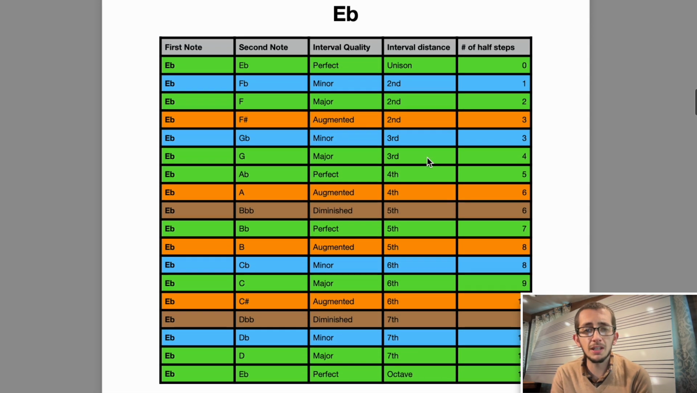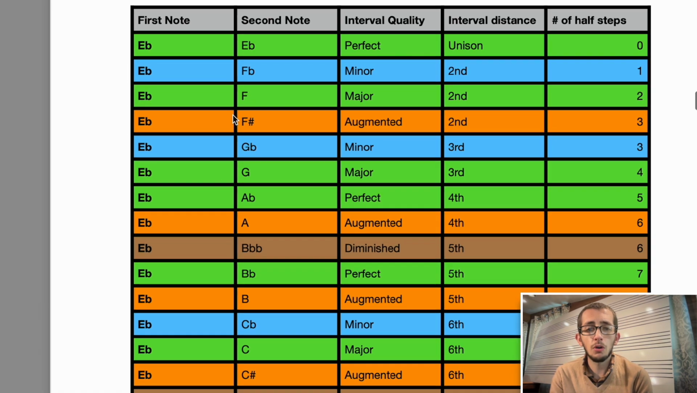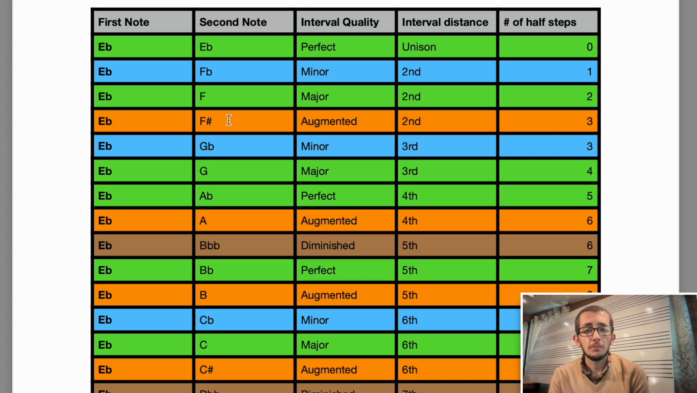And then in order to get our augmented intervals, remember, an augmented interval is a half step larger than a major or perfect interval. I've only got the four most common augmented intervals listed on this chart here. So E flat to F sharp is an augmented interval. All we've done is we've taken E flat to F, which is our major second, and raised the F to an F sharp. So that becomes our augmented second.